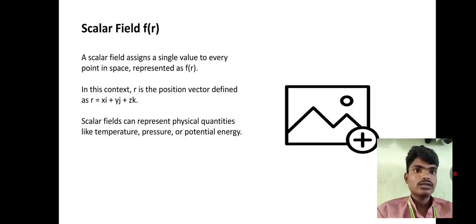Scalar field f of r. A scalar field assigns a single value to every point in space, represented as f(r). In this context, r is a position vector defined as r is equal to xi plus yj plus zk. Scalar fields can represent physical quantities like temperature, pressure, or potential energy.